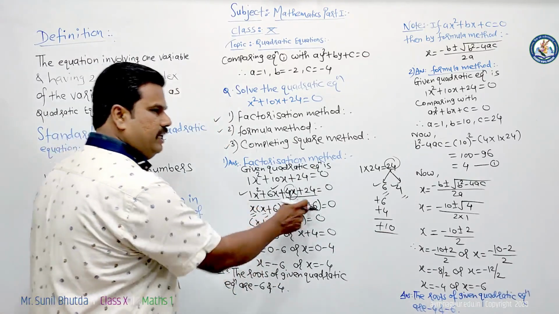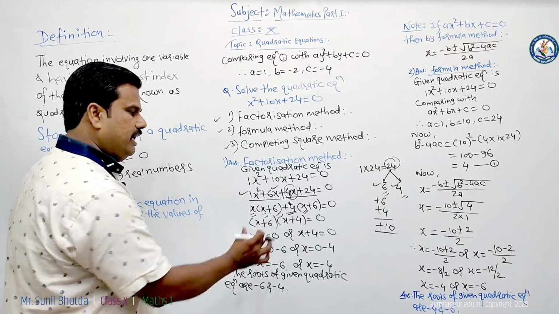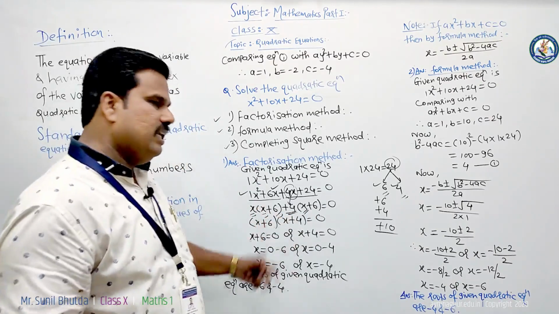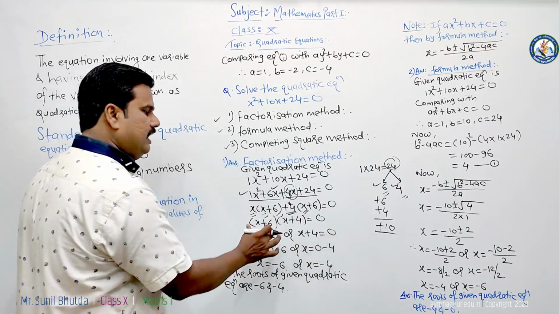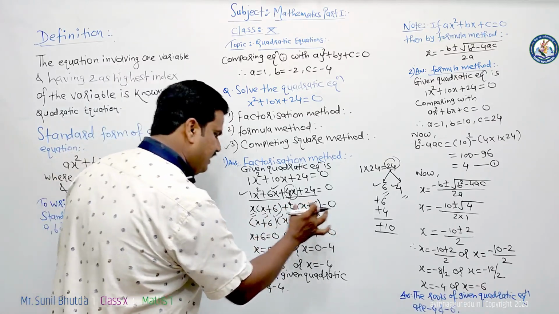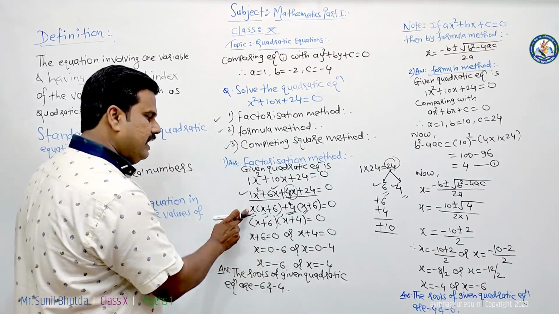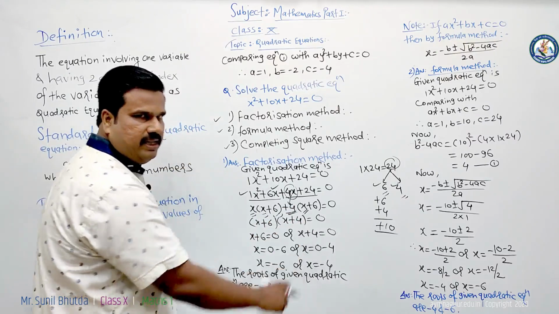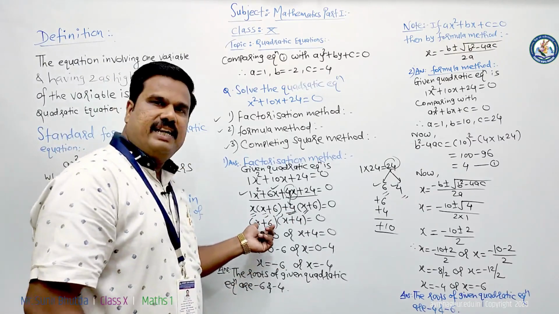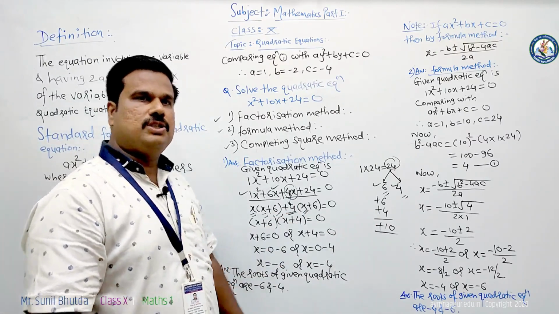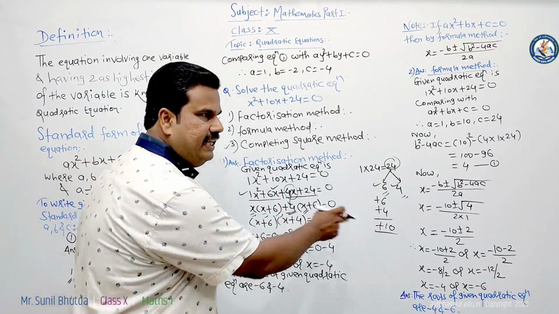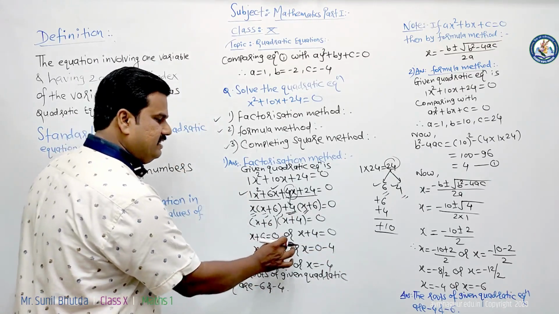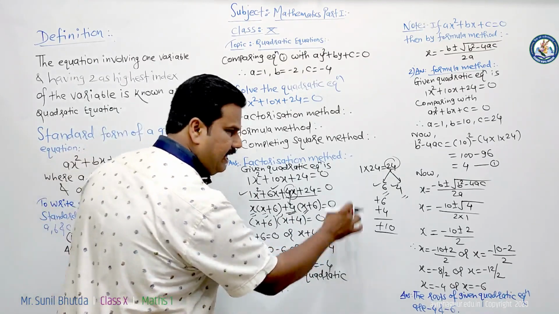Now see this term carefully. In both the terms, we have x plus 6 as a common term. Therefore, I have taken x plus 6 as the common term. What is the remaining term? Here, x is remaining and here, plus 4 is remaining. Okay, got it? Now, x plus 6 into x plus 4 equal to 0. The product of two brackets is 0. This is possible only if the first bracket is equal to 0 or the second bracket is 0.